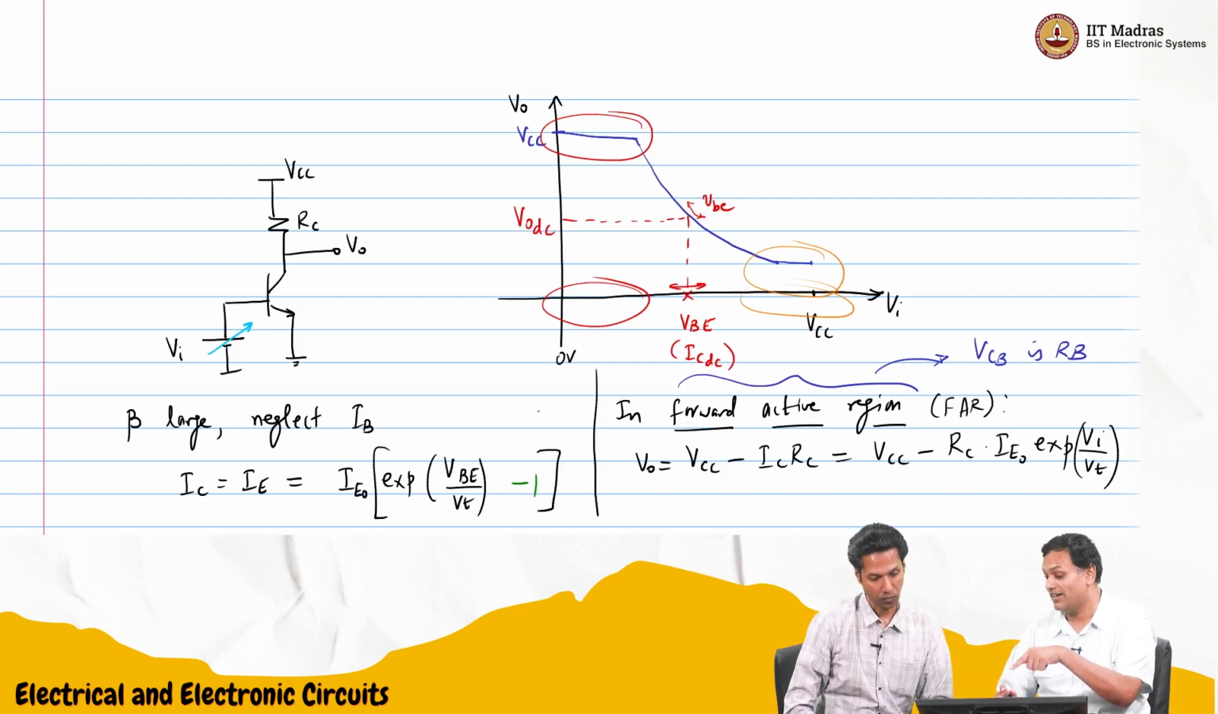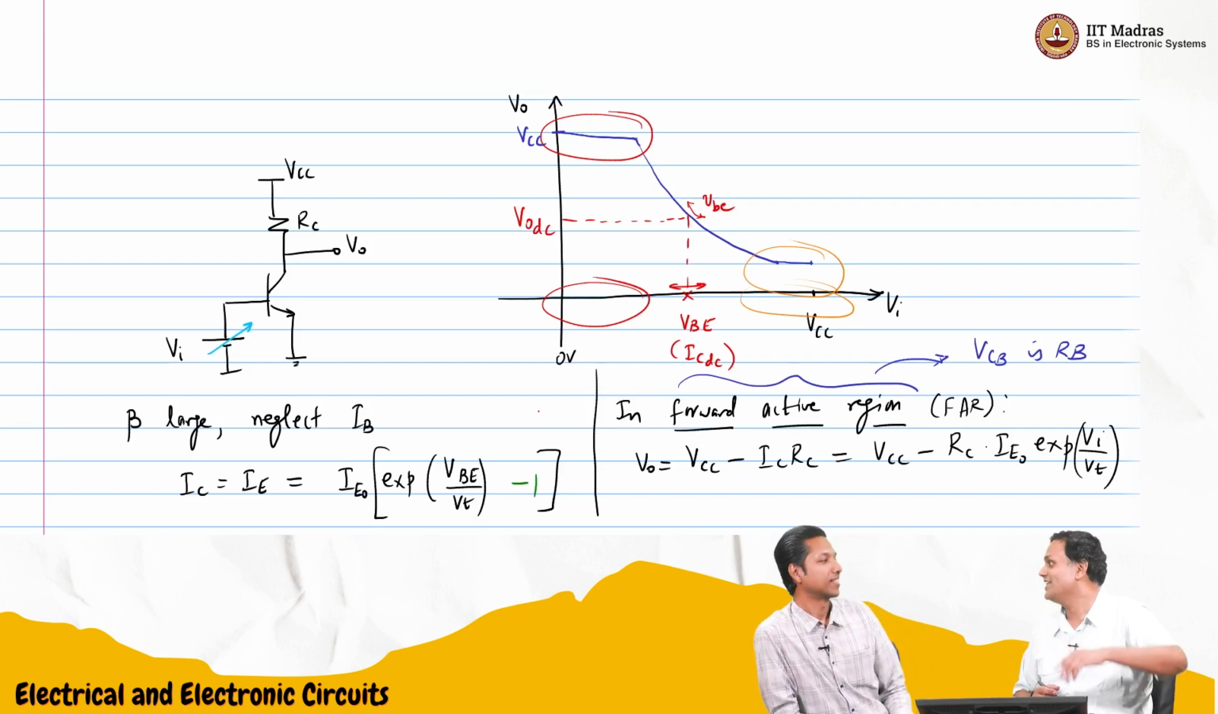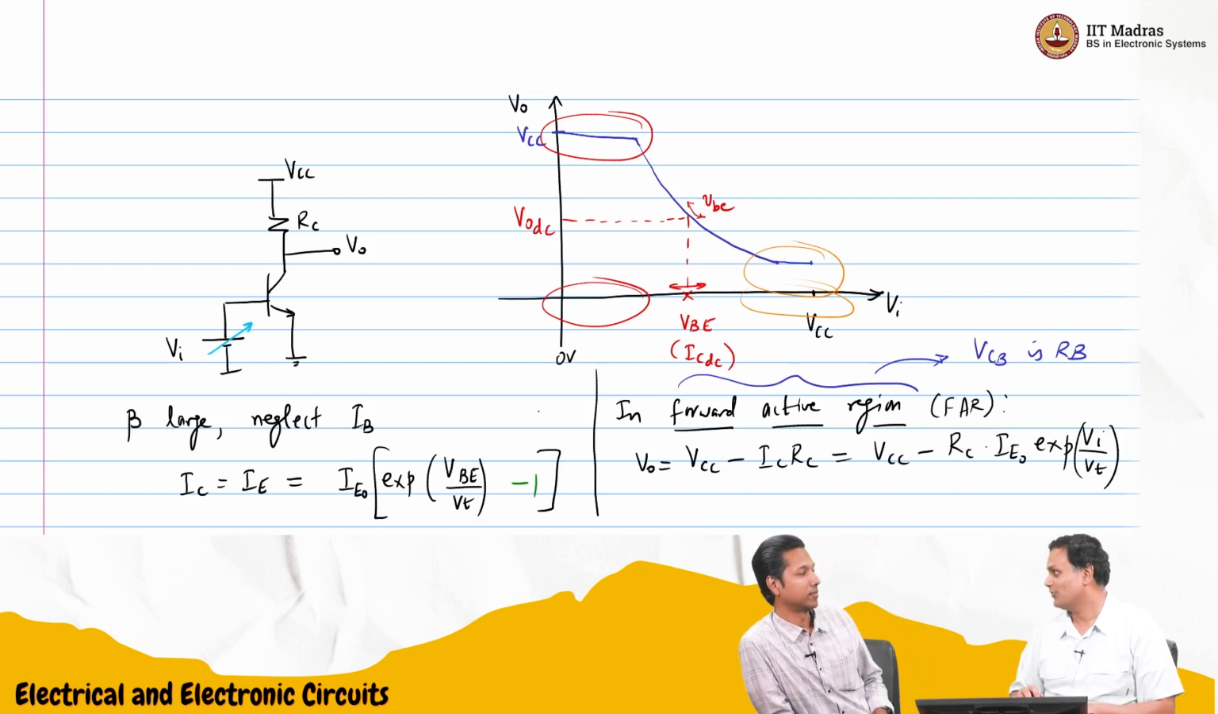Correct. Now I understand. Because the slope is very high, you will get a large change in the output for a small change. So in fact, we have shown it not so exaggerated, but actual amplifiers will have a very steep slope. Correct. Very steep.